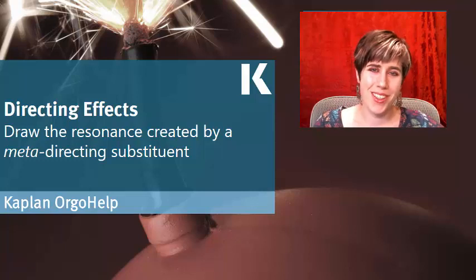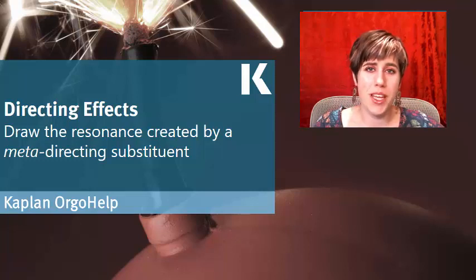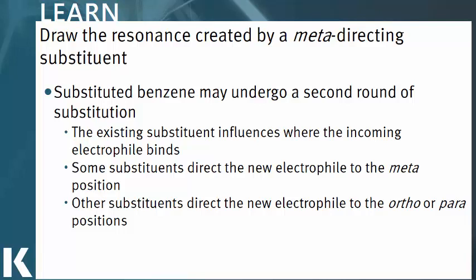Hi, my name is Justine Harkness, and in this video, we'll look at how to draw the resonance forms created by a meta-directing substituent. Whenever we need to consider directing effects, we must be looking at a substituted benzene, or a benzene ring in which we already have at least one substituent on the ring. Here, this X can denote any substituent. The substituent that is already attached to the ring will influence where the next electrophile will bind.